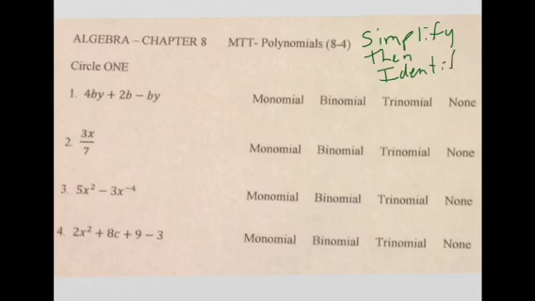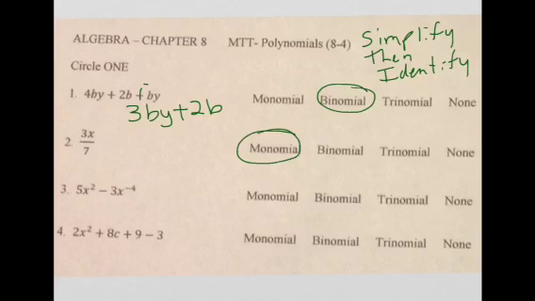So we're going to look at the first one, 4by plus 2b minus by. So we're going to add a line and change the sign. 4by plus negative by is going to be 3by plus 2b. That's going to be a binomial. The next one is 3x over 7, and so that is going to be a monomial.